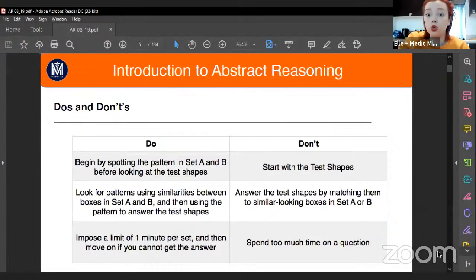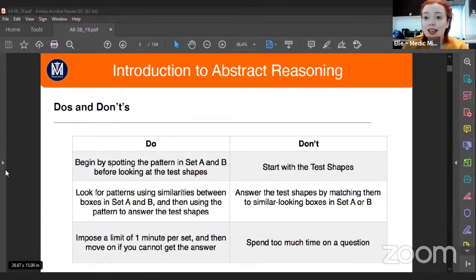So the quick do's and don'ts in terms of abstract reasoning. The things that are important to do. The main thing is make sure, particularly with your type 1 questions, which are where you have a set 1 and a set 2, a set A and a set B, begin by spotting the pattern between those 2 sets before you look at your test shapes. I'll show you some examples of this later on for anyone who's completely unfamiliar. But if you've seen the questions before where you have set A and set B, you want to spot the pattern before you answer the questions.